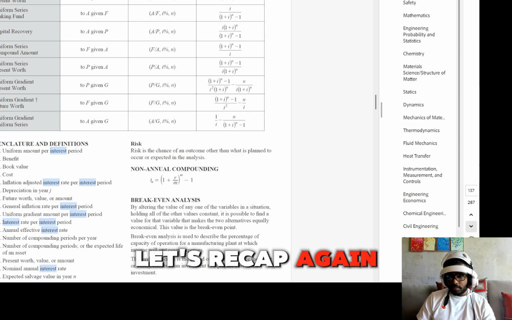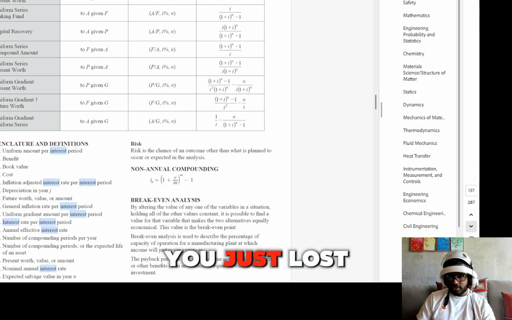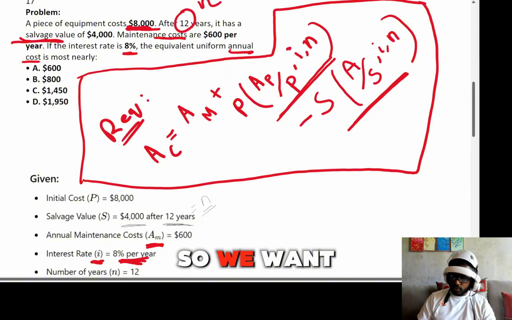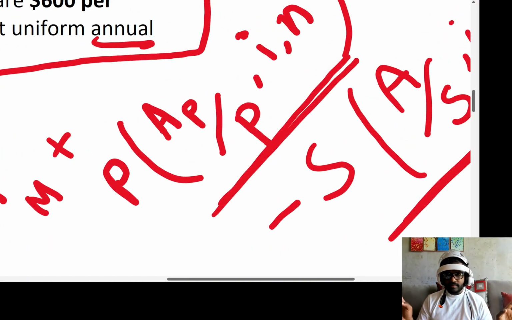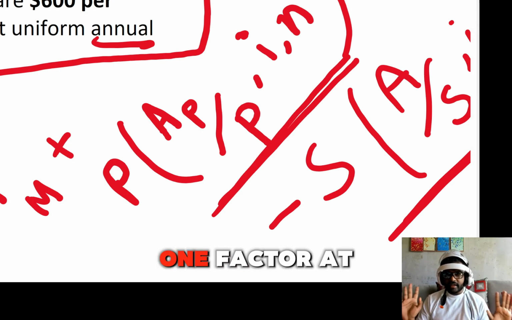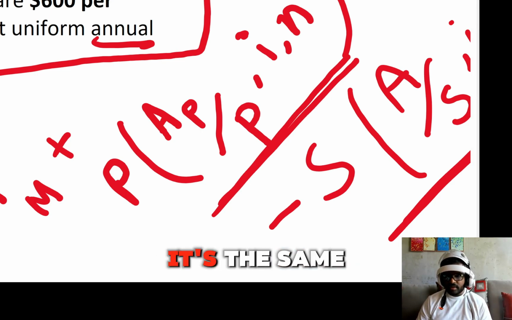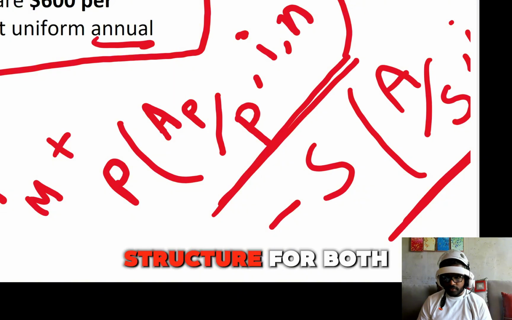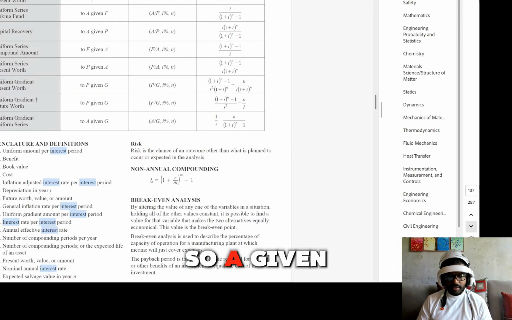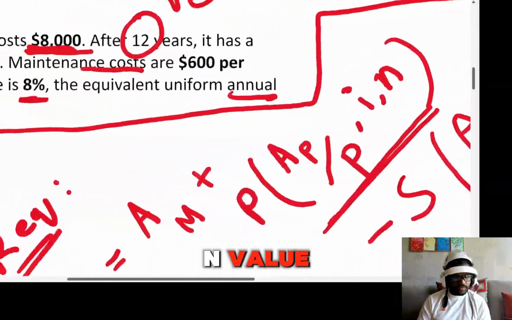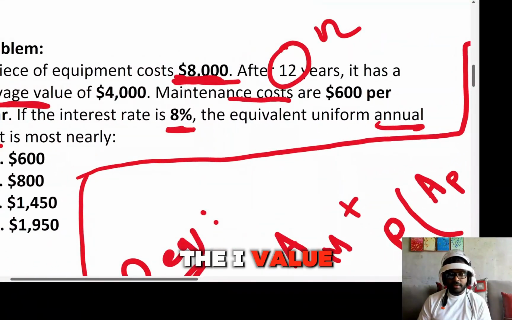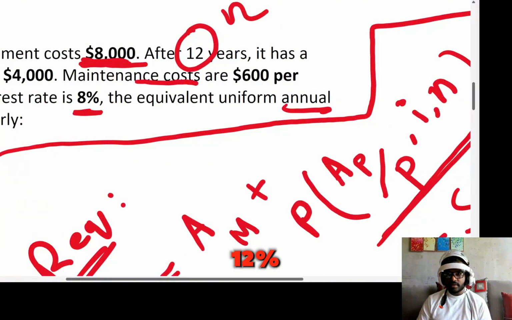So once you are here in the interest in this engineering economics page, let's recap again one more time just in case you just lost it. So we want to find two factors called A given P and A given S. Let's do it one factor at a time, but it's all the same. It's the same structure for both of them. So A given P, I, N, and also the I value and N value. Those are very important for this. The I value is 8% and N value is 12.